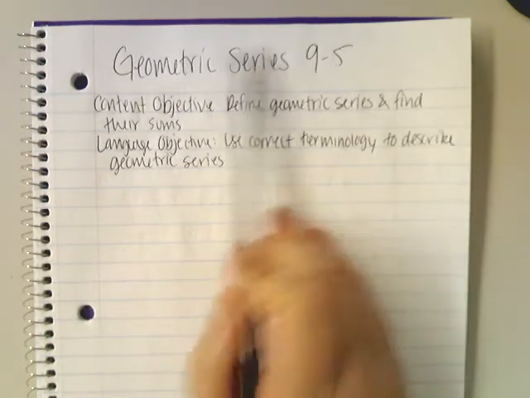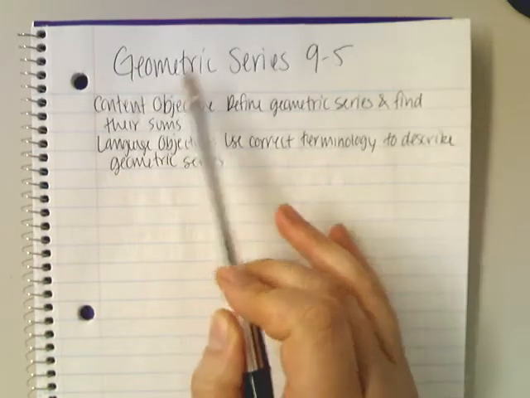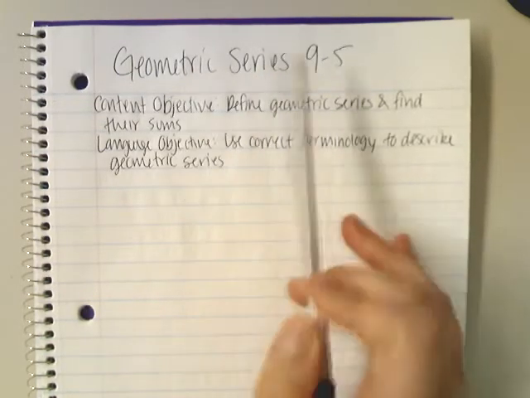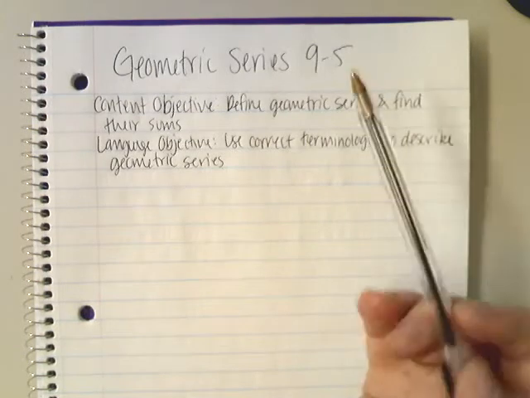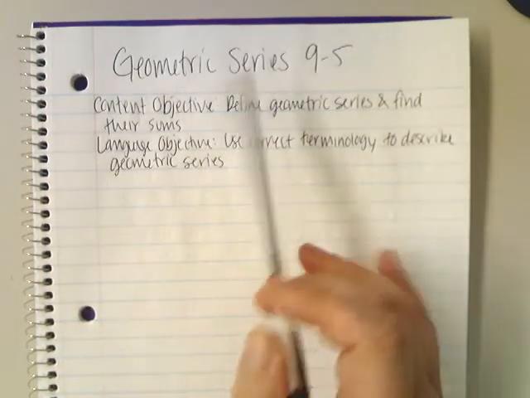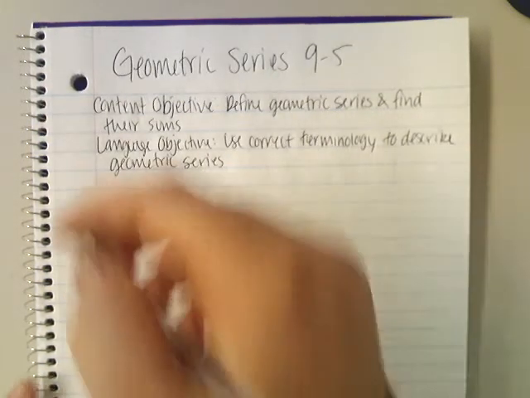So just as a quick recap, a series is the sum of a sequence. Since we're talking about geometric series, it will be the sum of a geometric sequence. Similar to last time, which was arithmetic series, the sum of arithmetic sequences. Geometric series are the sum of geometric sequences.